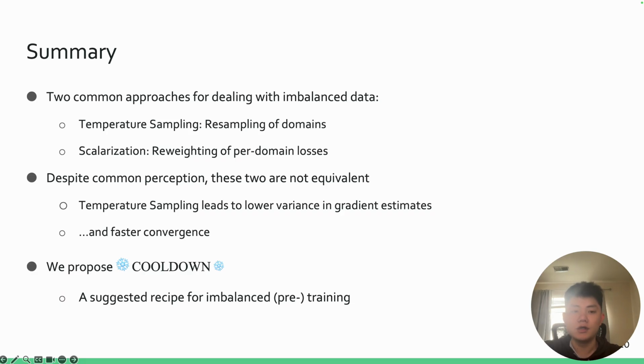in SGD, temperature sampling enjoys faster convergence, but is more prone to overfitting. We thus propose cooldown to initially use a large temperature and then decrease the temperature to enjoy the best of both worlds. We have the fast convergence of using a large temperature at the beginning, but we prevent the overfitting by using a smaller temperature at the end. This is our suggested recipe for pre-training language models on heavily imbalanced data.